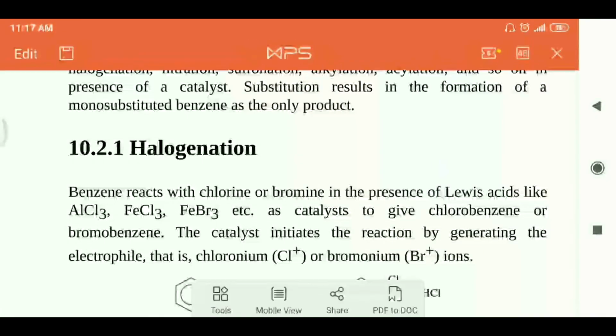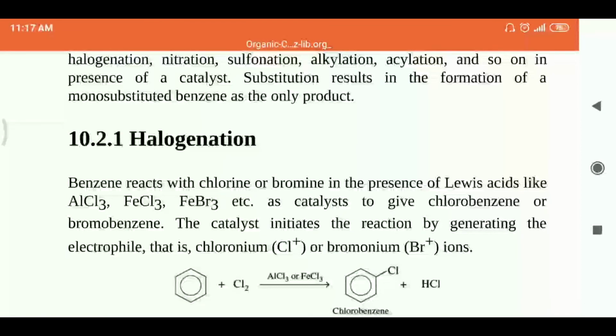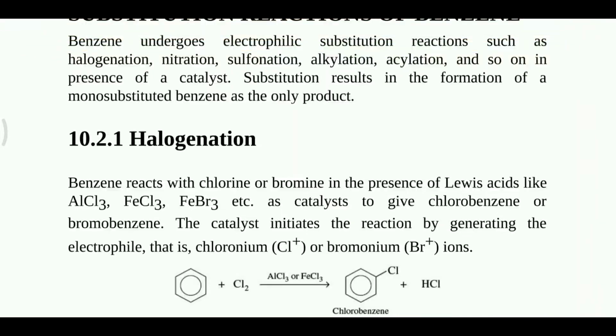Okay, so the first one is halogenation. What is happening in the halogenation process? A halogen atom, that can be chloro, that can be bromo. But we cannot use iodine in that. Only chlorine and bromine go for the halogenation of benzene.